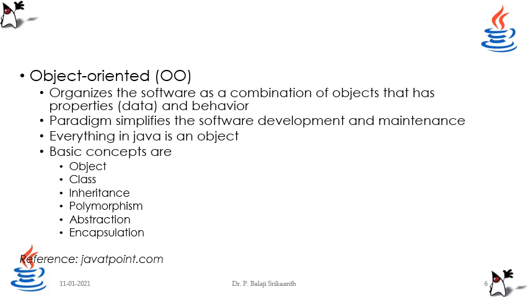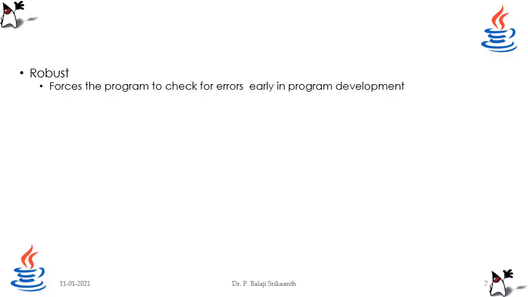Everything in Java is an object. That is, everything in Java is considered as an object. The basic concepts of this programming paradigm are object, class, inheritance, polymorphism, abstraction, and encapsulation. Java programs are robust. How? When the program is developed, it is forced to check for errors in the early development stage of the program.